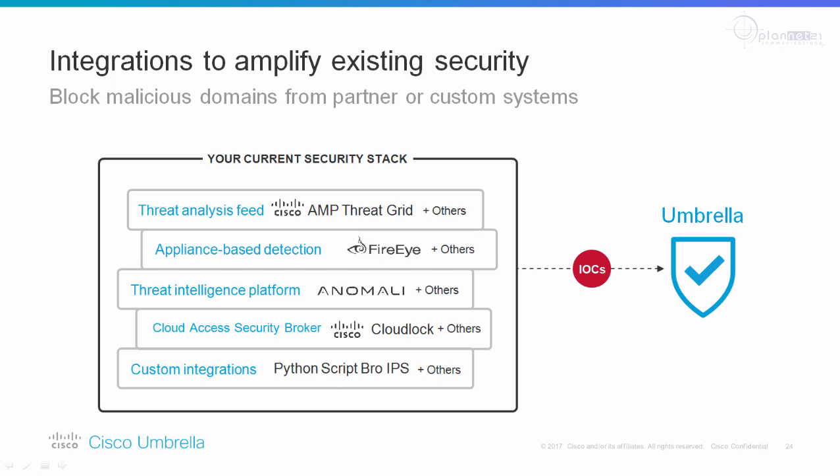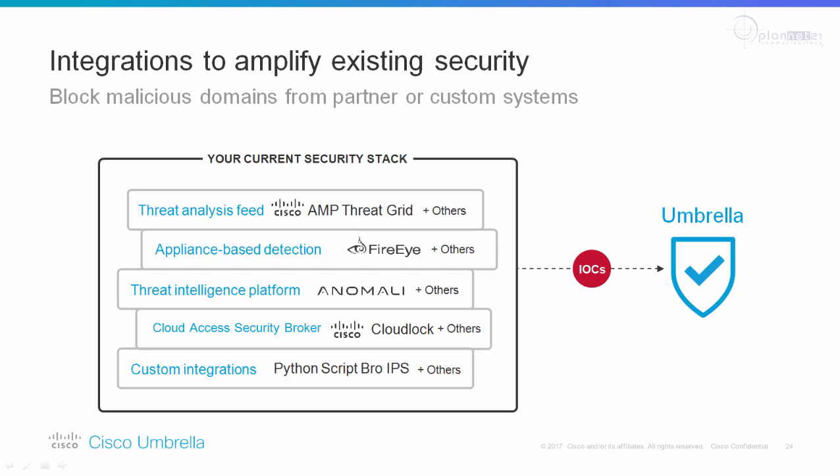Add malicious domains sourced from threat analysis feeds to act faster on IOC, or Indicators of Compromise. For example, malicious domains uncovered by AMP Threat Grid can be added to Umbrella, so effectively you start blocking threats immediately without any manual effort.